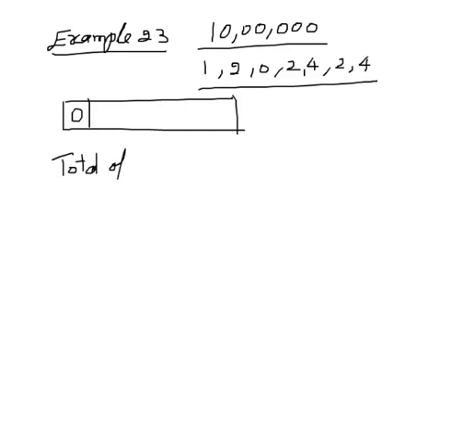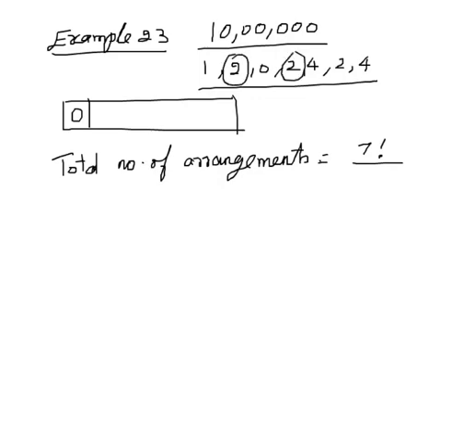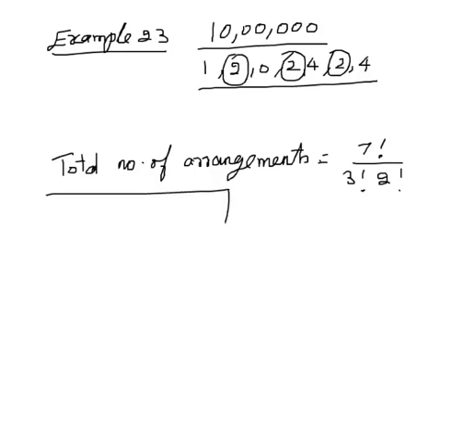Let us calculate the total number of arrangements, including 0 in the first position. We have 7 digits given, which can be arranged in 7 factorial ways, divided by, we have 3 twos, identical items, and we have 4 2 times. So 7 factorial by 3 factorial times 2 factorial. This is the total number of arrangements. Out of these, how many numbers will start with 0? We will subtract these cases.